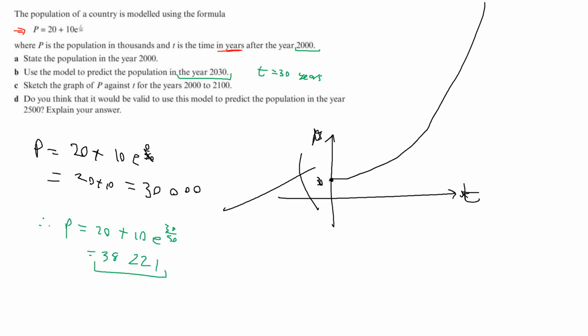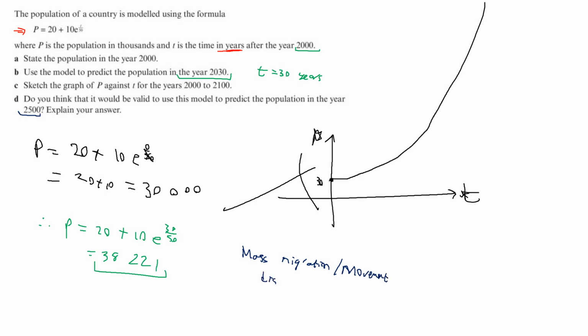Do you think that it would be valid to use this model to predict the population in the year 2500? They ask this question a lot, especially when it's down to population. Why do you think that the population would not be as easy as a formula? Well, maybe mass migration, or rather movement, so people might leave the country.